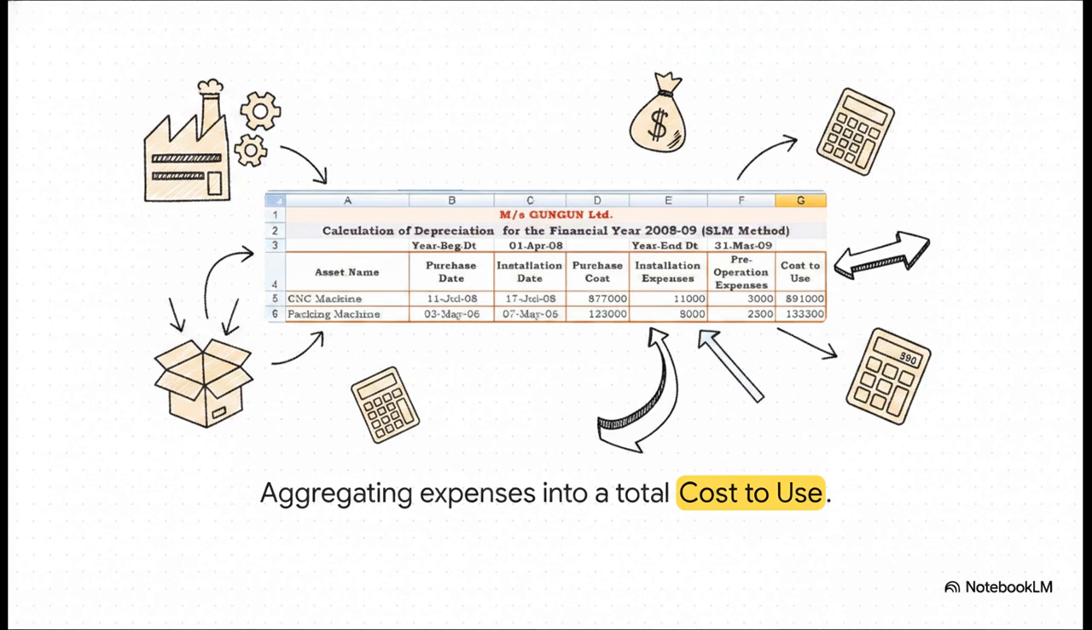The spreadsheet neatly tracks the purchase dates, but more importantly, it aggregates all those costs, the purchase price, installation, pre-op expenses, into one master cost to use column. So for a piece of equipment, like a CNC machine, you can clearly see how its base cost bumps up once you add in the installation and pre-op fees to find its true starting value.